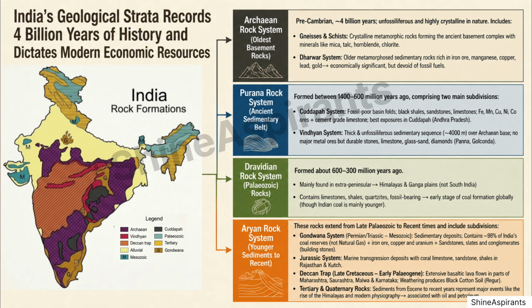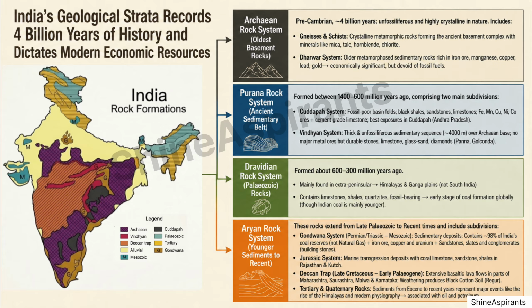Dravidian rock system. Formed between 600 million and 300 million years ago. These rocks are mainly found in the extrapeninsular region, especially the Himalayas and the Ganga plains. They contain limestones, shales, quartzites, and fossils, representing the early stage of coal formation globally, although most Indian coal is younger. Aryan rock system. Formed from the late Paleozoic period to recent times. The Gondwana system, dating from the Permian and Triassic to the Mesozoic era, contains sedimentary deposits and about 98% of India's coal reserves.